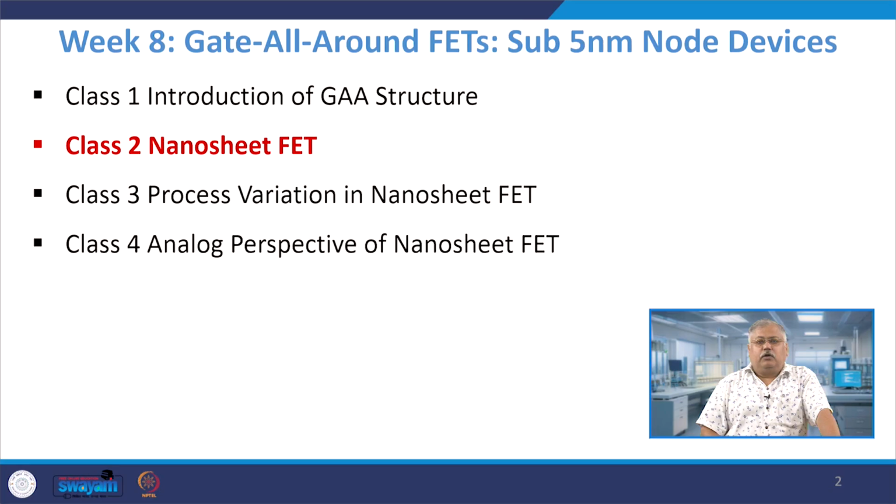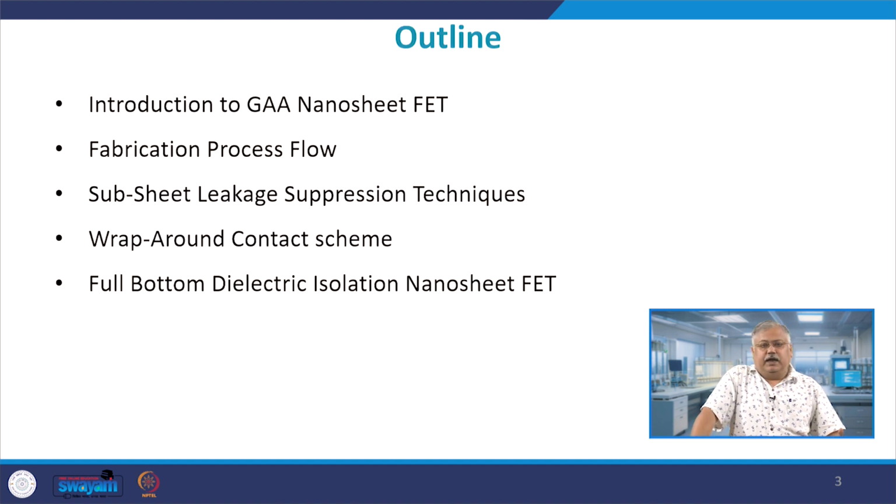So, the overall structure is gate all around FET for the sub 5 nanometer node devices. We have already taken up the basic structure of a gate all around structure. This class we will be looking into nanosheet, and then we will be looking into the process variation and some circuit aspects of nanosheet FETs. Let me introduce to you the GAA Nanosheet FET, the fabrication process flow, and then we will look into the leakage suppression techniques in nanosheet FETs. What is the meaning of a wraparound contact screen, and then we will look into the full BDI nanosheet FET. BDI is bottom dielectric isolation nanosheet FET.